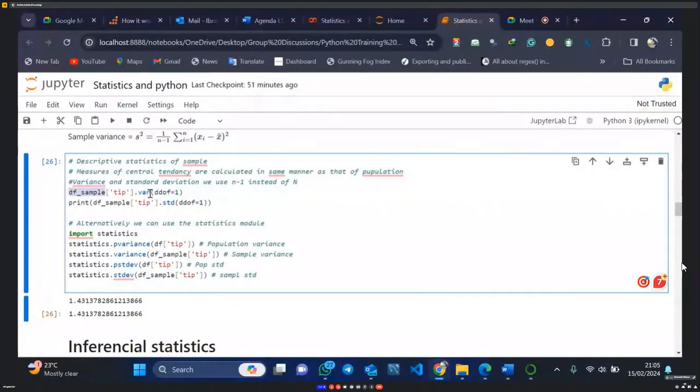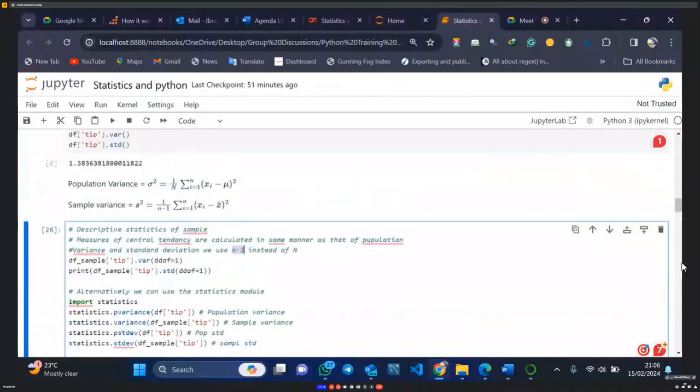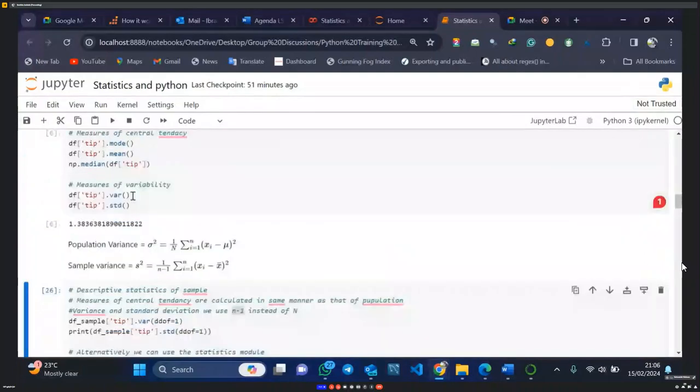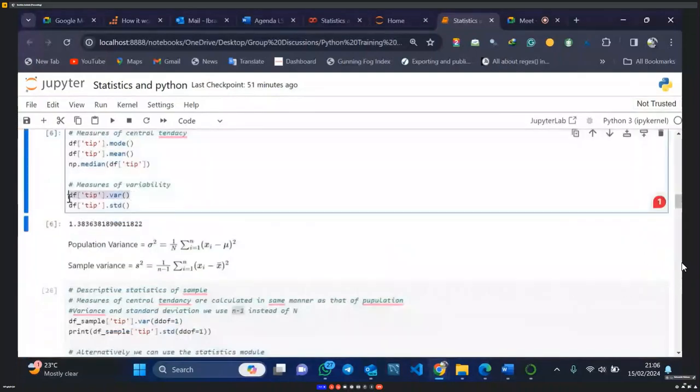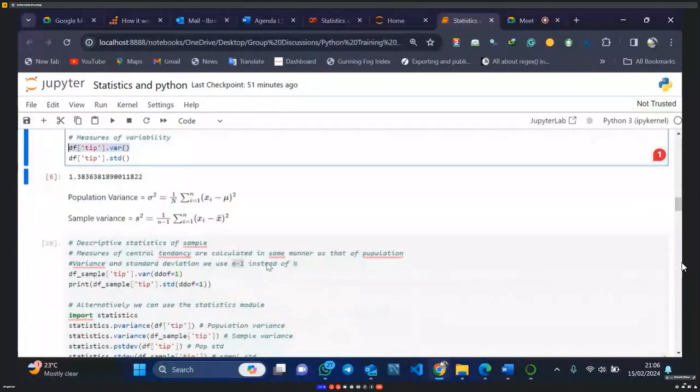Then in that variance function, we will do DDOF equals to 1, meaning that we are minusing 1, like this one here. We are minusing 1 because we are looking for the variance of a sample, unlike the variance of the entire population, as you can see here. Nothing has been used like the degrees of freedom, the DDOF.